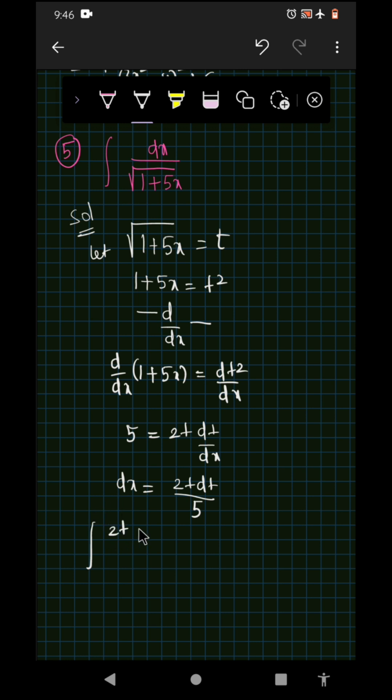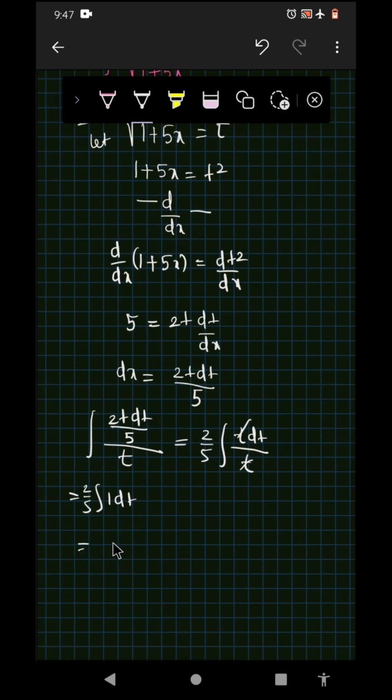Therefore 2t dt by 5 by the root of 1 plus 5x, which is t. So take the t here. Now take the 2 by 5 outside. We get 2 by 5 integration of t dt by t. T gets cancelled. We get 2 by 5 integration of 1 dt.